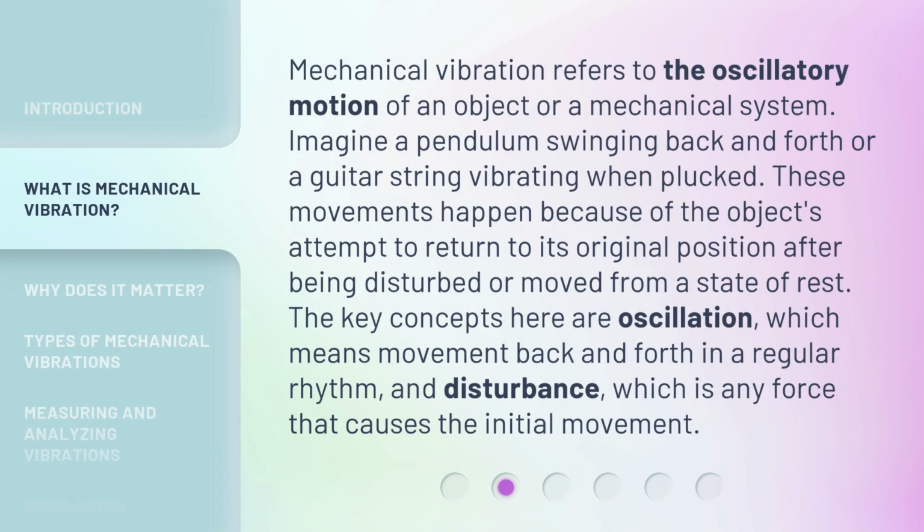Mechanical vibration refers to the oscillatory motion of an object or a mechanical system. Imagine a pendulum swinging back and forth or a guitar string vibrating when plucked. These movements happen because of the object's attempt to return to its original position after being disturbed or moved from a state of rest. The key concepts here are oscillation, which means movement back and forth in a regular rhythm, and disturbance, which is any force that causes the initial movement.